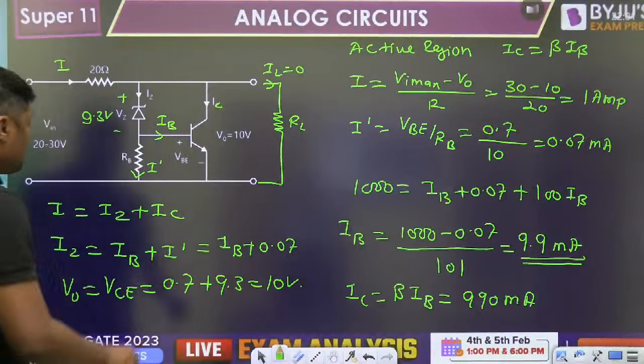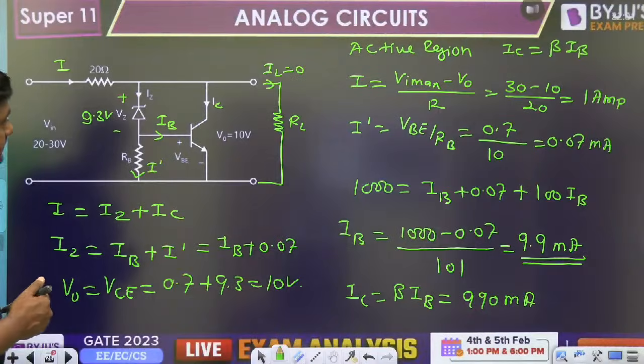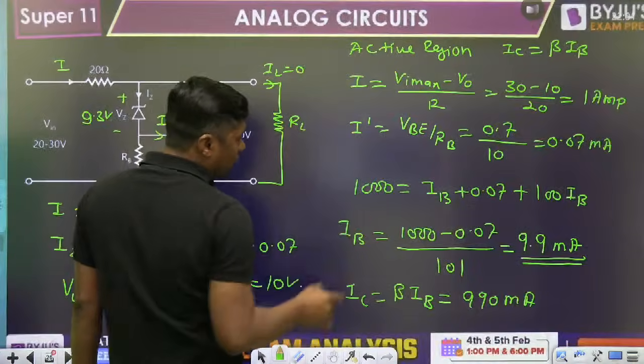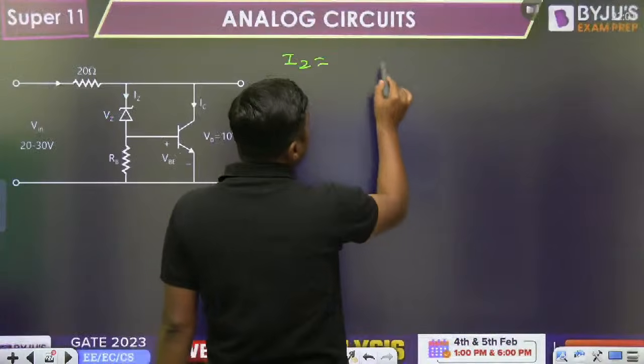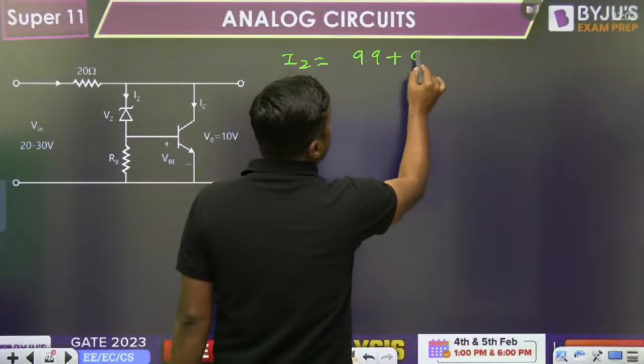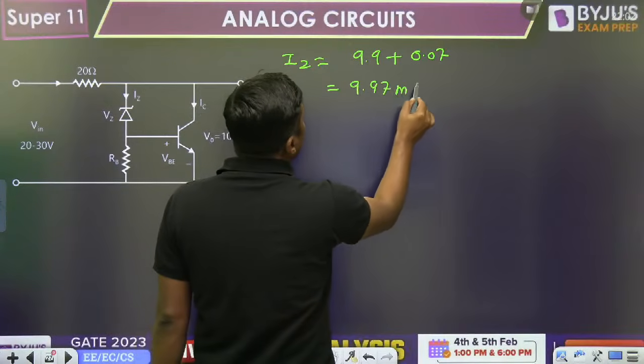Now once you have the value of the IB, you can find IZ. So what is the IZ? This time IZ will become IB, what is the IB? 9.9, plus 0.07. So it will become 9.97 milliampere.